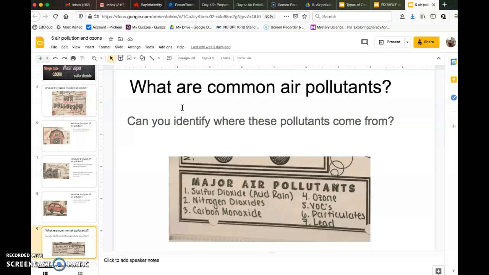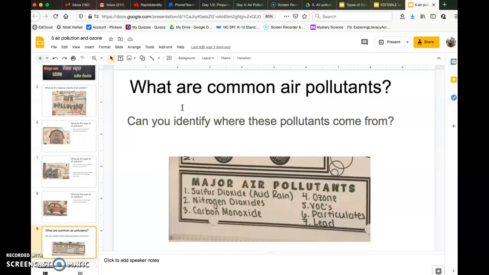Again, just to review our bell ringer and make sure we've really got this down, we have listed here 7 major air pollutants. Sulfur dioxide, which again causes acid rain, nitrogen dioxides, carbon monoxide, the emission from our cars and buses, and ozone, that bad ozone or lower ozone in our troposphere. Remember, the stratospheric ozone is good. We're going to learn about that in another day.